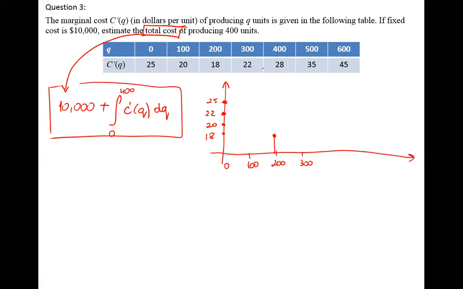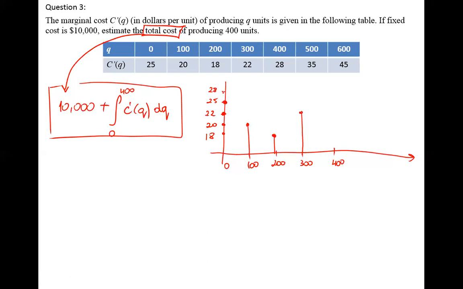25 for 0 will be here. And 22 for 100 was okay, right? No, 25. Okay, 25 for, no, 20. That was correct. Okay, one more time. For 0 is 25. For 100, we do have the value 20. For 200, we have 18. Okay, I am at the 18 level. 300 is 22, and we need 400. 400 is 28.